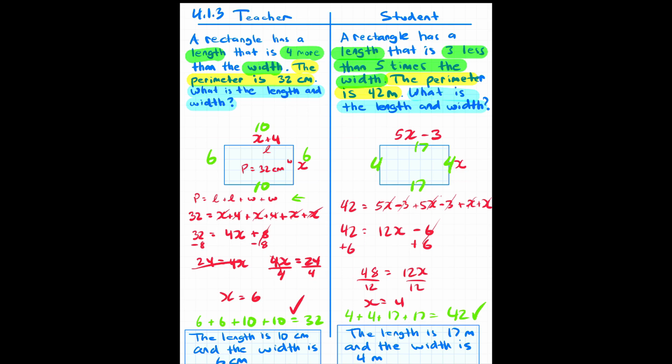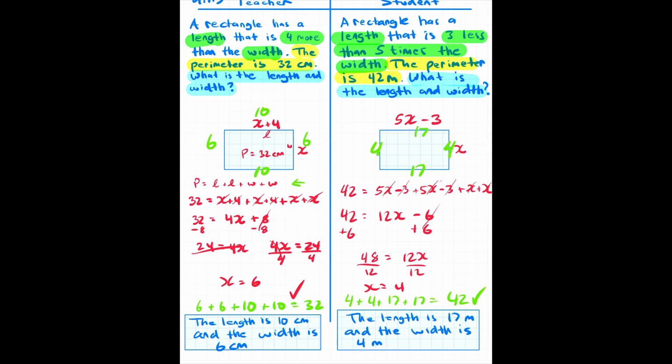And what I forgot to do in the original one was to write down a word response and answer the question. So the question is, what is the length and the width? And the answer is the length is 17 meters and the width is 4 meters.